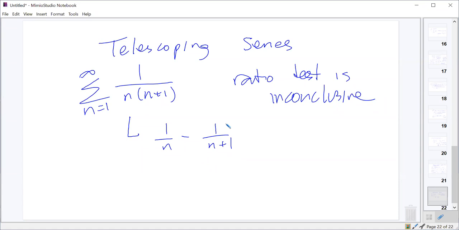That's n plus 1, that's n minus. Yeah, that makes sense, right? Because if I get a common denominator, this becomes n plus 1 minus n, which just gives me the 1 up in the numerator over n times n plus 1.